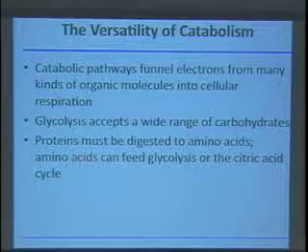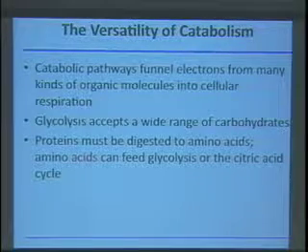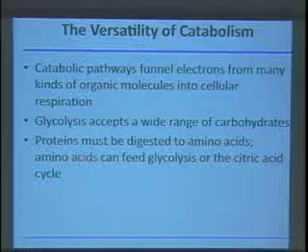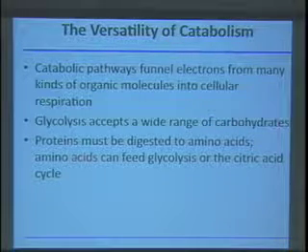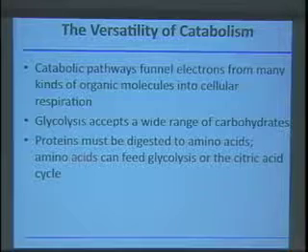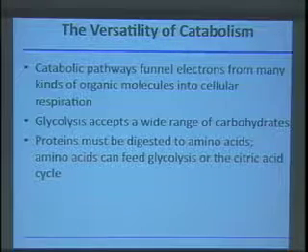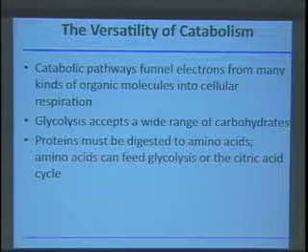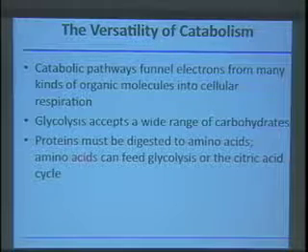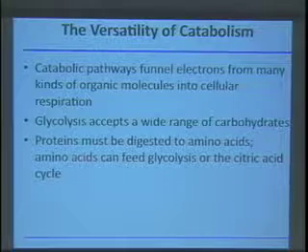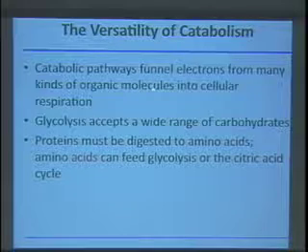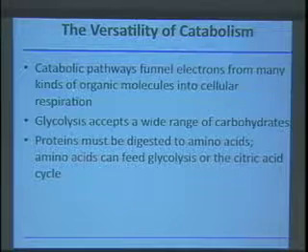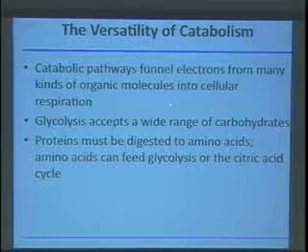So we've drawn them focusing on the generation of energy, but you should be aware that at every step in these pathways, molecules can be coming in or out, right? And we'll see how that works. The idea is that these breakdown pathways funnel electrons from many different kinds of organic molecules into cellular respiration.